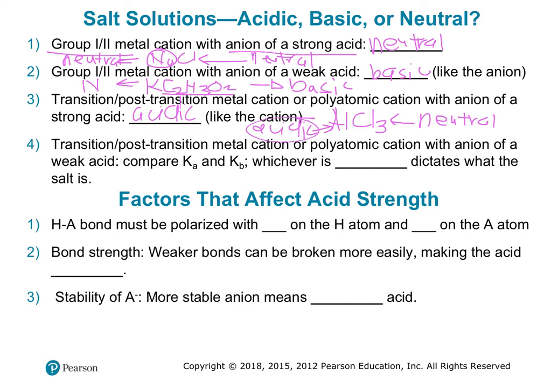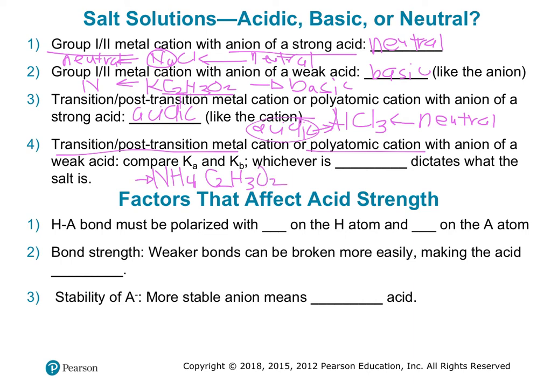When we have a post-transition metal, so again, transition metal or polyatomic cation, so in this case I'll use ammonium, but it could also work with something like iron or aluminum, with an anion of a weak acid. So let's say acetate again. So if I have ammonium acetate, what's going to happen?